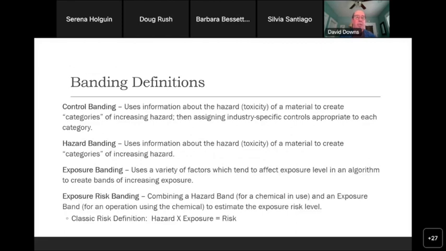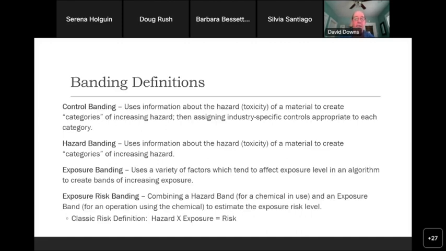So let's talk about those in terms of a little bit better definition here. Control banding, which was initiated in the pharmaceutical industry, uses information about the hazard or toxicity of material to create categories of increasing hazard. And then we assign industry-specific controls appropriate to each of those categories rather than to individual numbers. We'll talk more about each of these as we go forward, but that's the basic definition of what control banding is. We're applying controls to a range of toxicities or hazards that we have information about.